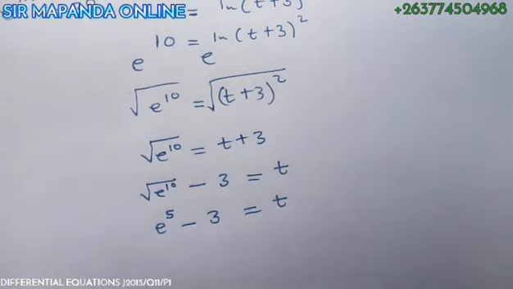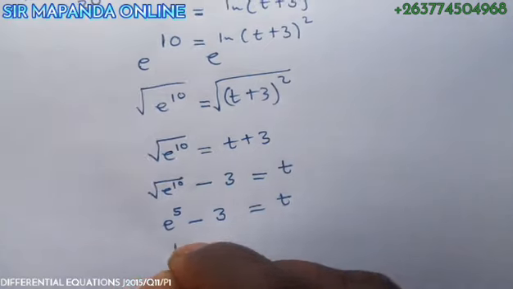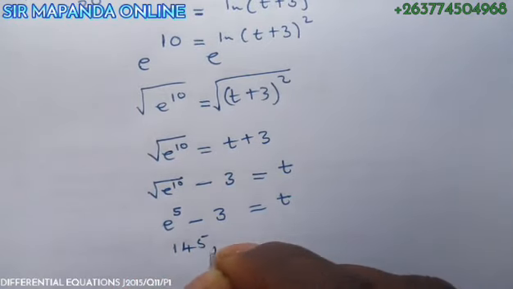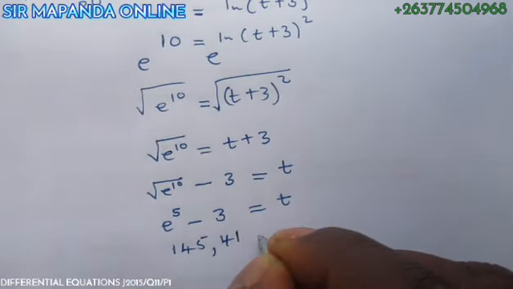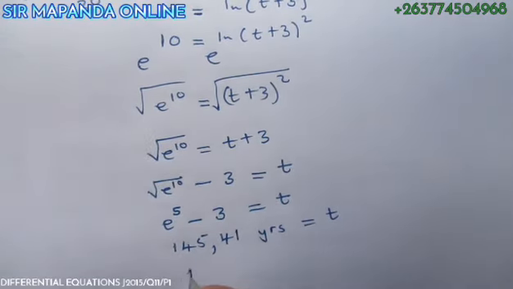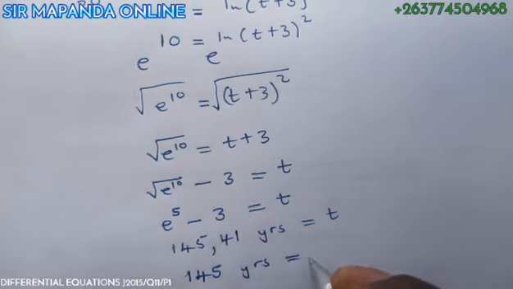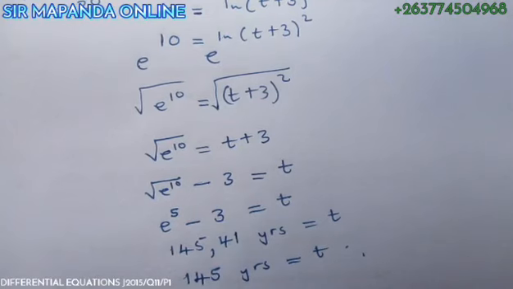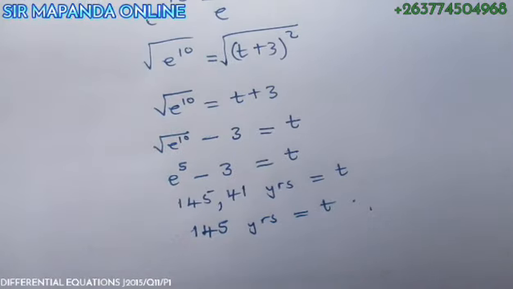I hope you are listening. So if we punch this in our calculator, e to the power of 5 minus 3, you get 145.41 years equals t. To 3 significant figures, your answer is 145 years equals t, and this is your final answer.